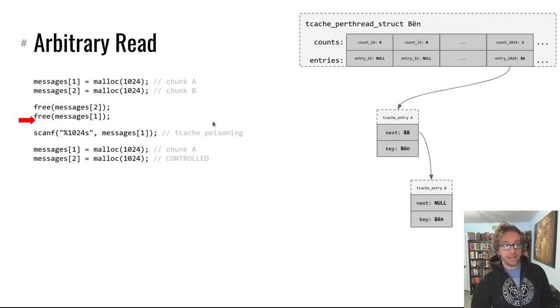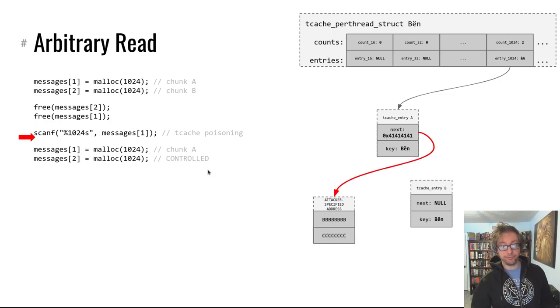Okay? And then, of course, we want to scanf into A, into our message 1, an arbitrary address that will then make the T-cache conceptually look like this. At this arbitrary address, there's some data. In this example, it is B and C that is stored that we want to read. We overwrote the next pointer of A with the address of that, and so now the linked list has kind of been hijacked.